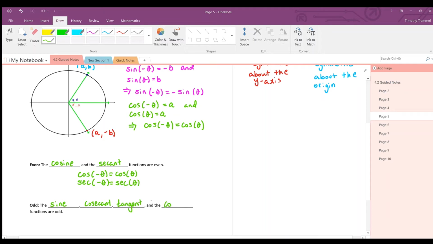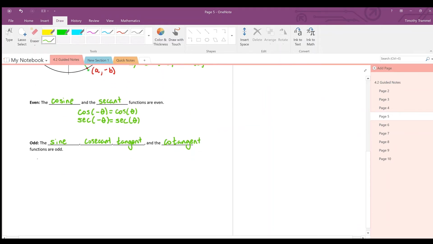which are also odd. Well, tangent is an odd over an even, which will also give you odd. And cotangent is an even function over an odd function, and again, that will give you an odd function.